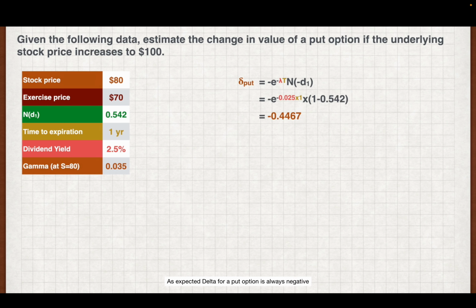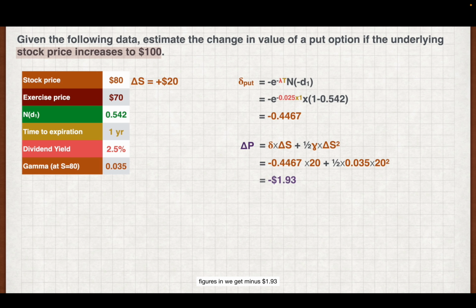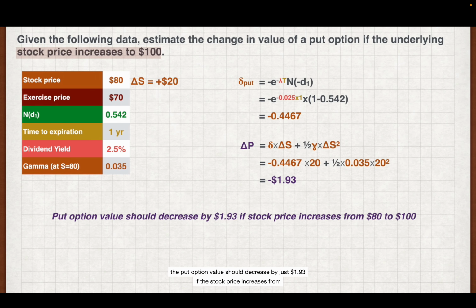As expected, delta for a put option is always negative as the curve is downward sloping. We're told the stock price increased to $100, an increase of $20. As this is quite a large change in price, we should make the curvature adjustment as well, which is to include the gamma adjustment. Figures in, we get minus $1.93. The put option value should decrease by just $1.93 if the stock price increases from $80 to $100.